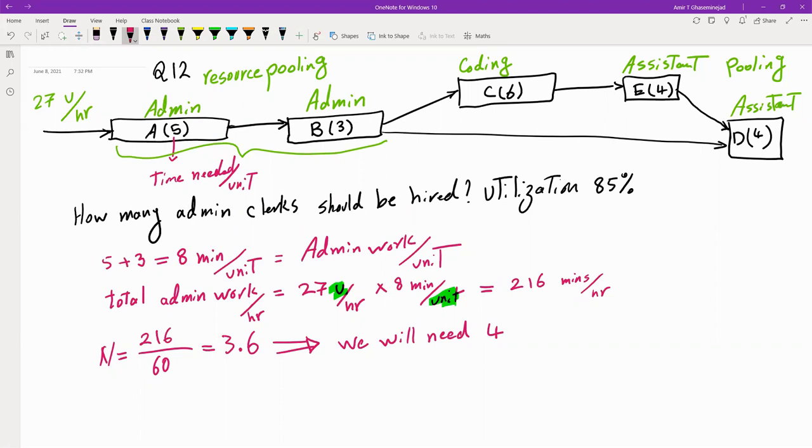Good. That doesn't account for the utilization rate, is that right? So what about the 85%? Yeah, I think we need more. No, so let's calculate that. If we have 4 employees, 4 employees will give us 4 multiplied by 60, which would be 240. Now 216 over 240 is our utilization. What we need divided by the total.